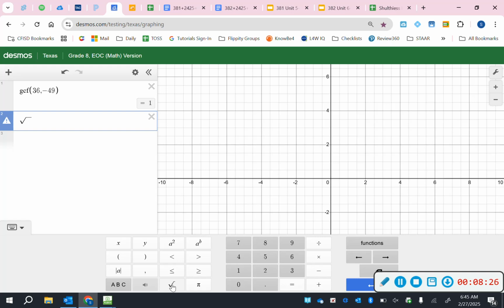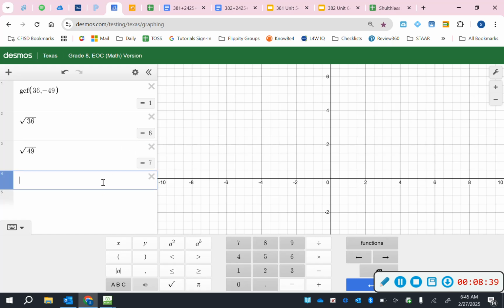So if I did the square root of 36, it's 6, and that gives me a nice number. If I do the square root of 49, gives me 7. It's a nice number. Those are perfect squares. But for example, if I did SQRT of, let's say, like 24, this is not a perfect square because it does not give me a nice number. So if you don't know if something's a perfect square or not, that's how you can check.